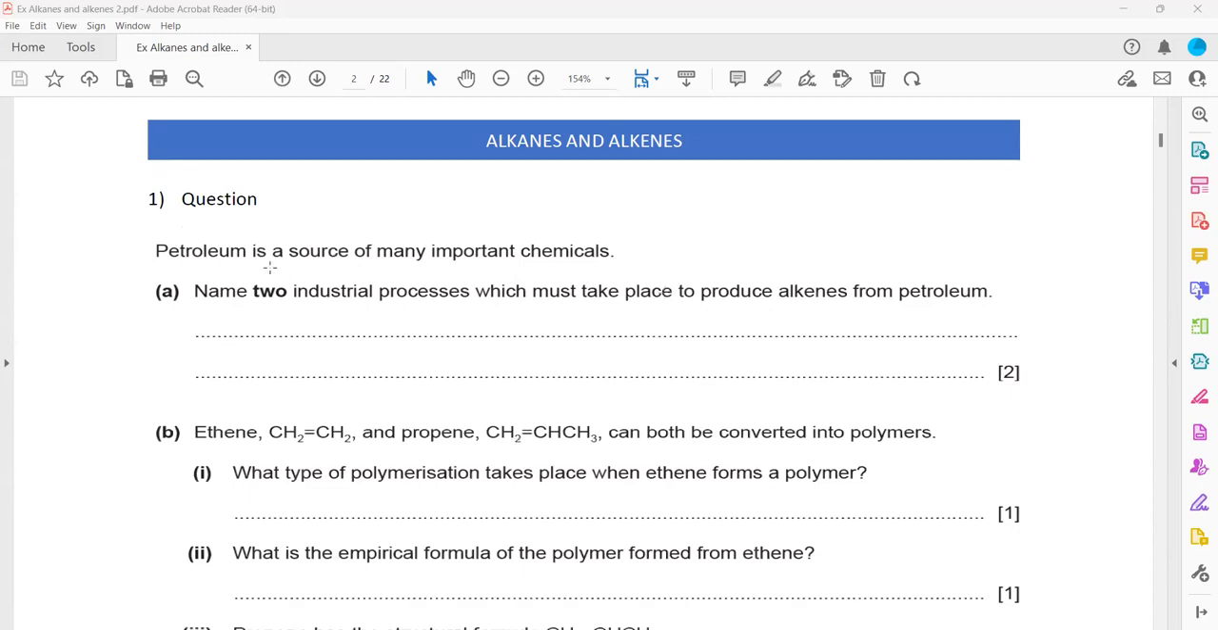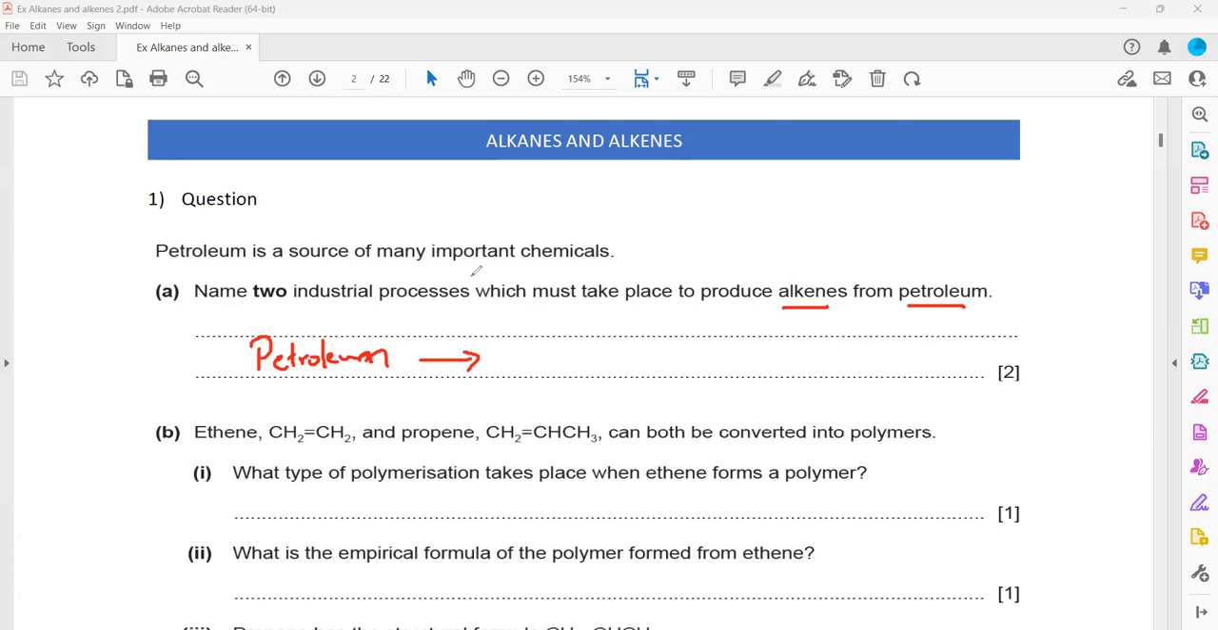The first question is: petroleum is a source of many important chemicals. Name 2 industrial processes which must take place to produce an alkene. Like we want to produce alkene from petroleum or crude oil. So how can it be done? What we should do first, we have petroleum or the crude oil. So what should we do to the petroleum so that first we get alkane?